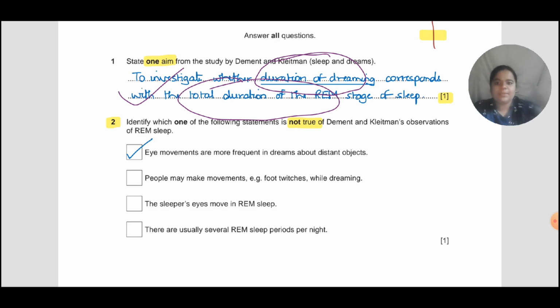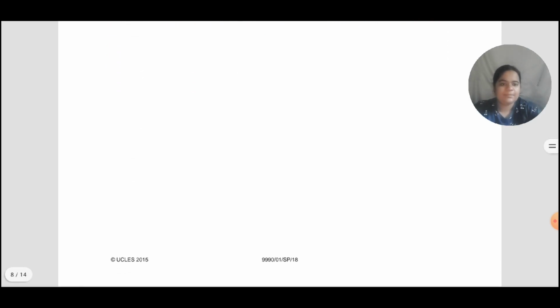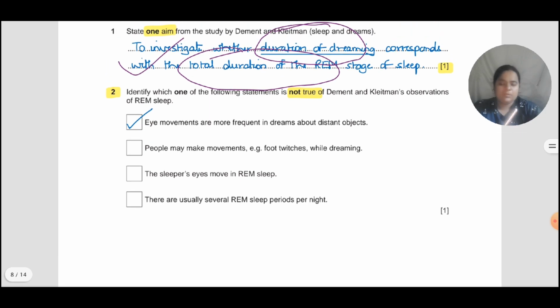You can write about any of the aims when there are multiple aims, as long as you write it correctly. Also, one more thing is, whenever we are writing about an aim, do make sure you start with the wording "to investigate". That is the problem. Some students have strange ways of writing the aims of a study. They write it in a question format. Does the duration of dreaming match the total duration of sleep? It will be marked as correct, but that's not a good way of writing. Think about the aims correctly, in the correct format.